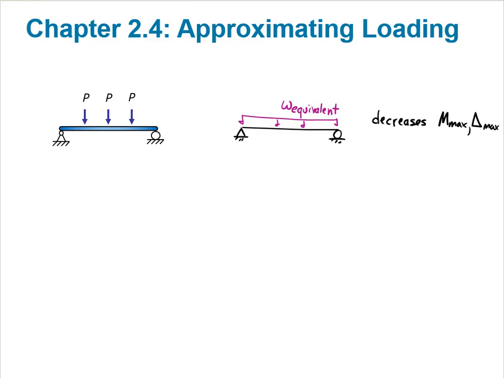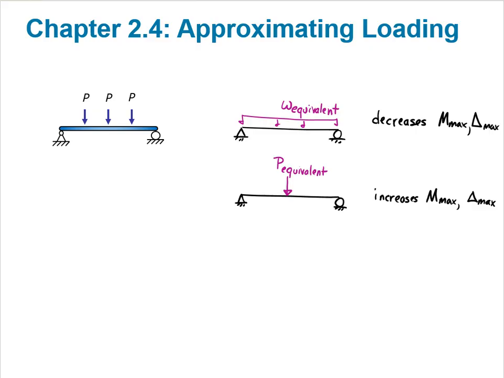Conversely, consider what happens when we move the load away from the supports, like in this second example. By converting the 3 point forces into an equivalent single point force at midspan, we moved load away from the supports. The result is a larger peak moment, 50% larger, and the peak displacement increases by 26%. So moving load away from the supports results in an upper bound for peak moment and peak displacement.